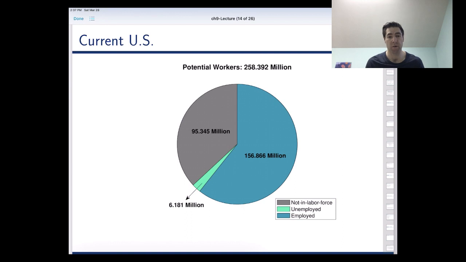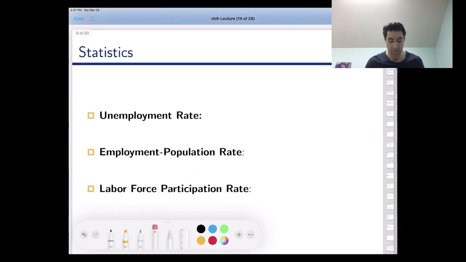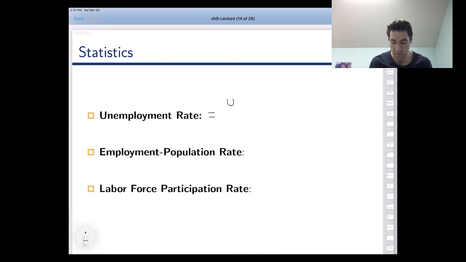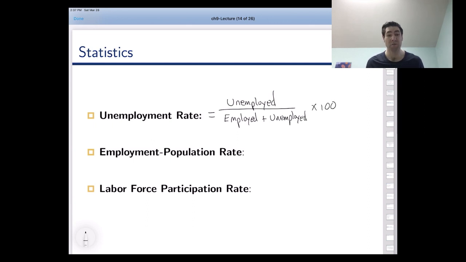And now what we're going to do with those classifications is develop some statistics that help us summarize this as a fraction of the population. So we have three main statistics that we're going to use here. We have the unemployment rate, which is going to be equal to the total number of people unemployed, those without work that are looking for work, divided by employed plus unemployed. And if we want to make that a percentage, we'll multiply that by 100. So that's the unemployment rate.